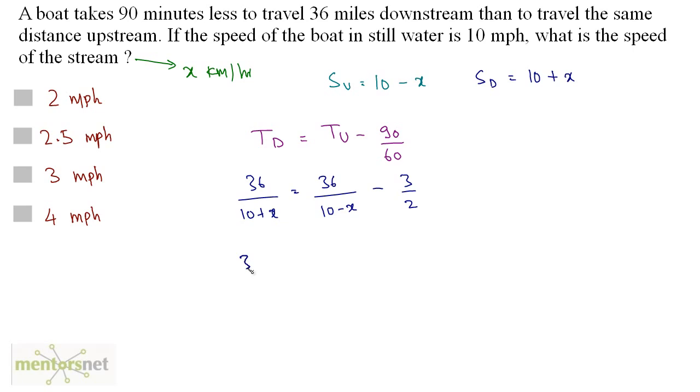So you have 3 by 2 is equal to 36 is common. You have 1 by 10 minus x minus 1 by 10 plus x. And let me solve this for you.